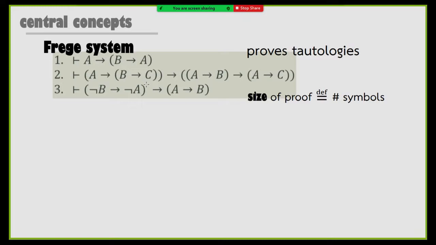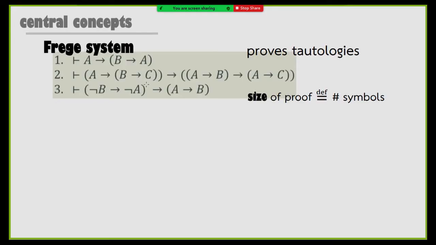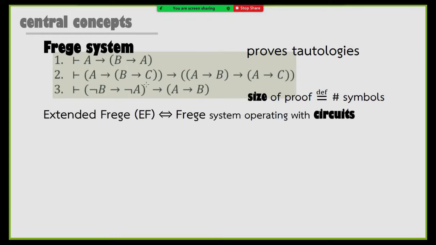And actually, it doesn't matter which finite set of sound and implicationally complete rules you take, because whenever you prove a formula tau in one Frege system, you can actually efficiently transform the proof into a proof of the same formula in another Frege system. So we don't distinguish between Frege systems, and we speak about a single Frege system. Another natural proof system is extended Frege, which is defined in the same way as Frege system, but it operates with circuits instead of formulas.